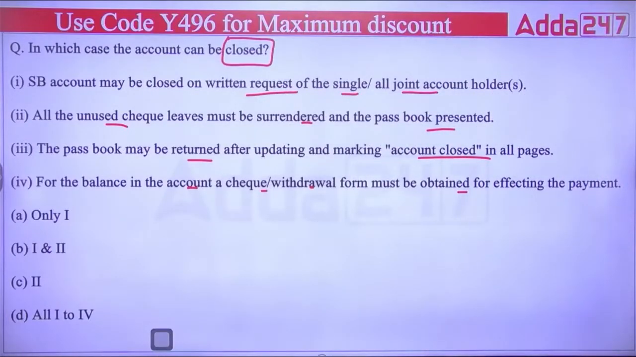A, B, C or D? Only 1 and 2. Third option is saying only 2. Fourth is saying all 1 to 4.